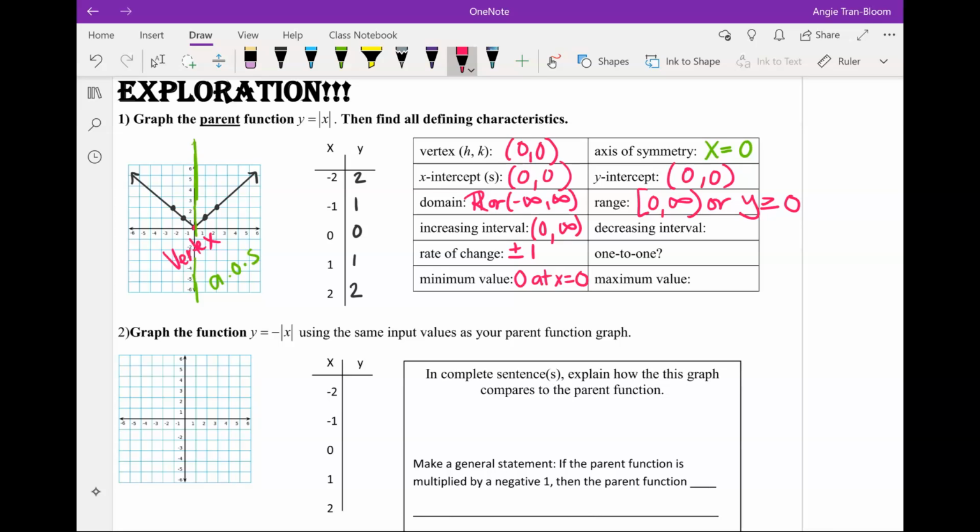Okay, decreasing. Where does it start and where does it end? It starts nowhere. So technically, doesn't it start over here on the left side, of negatives, right? So that's negative infinity. Where does it end? At 0, because from 0, that's where it starts increasing. Right, boys?